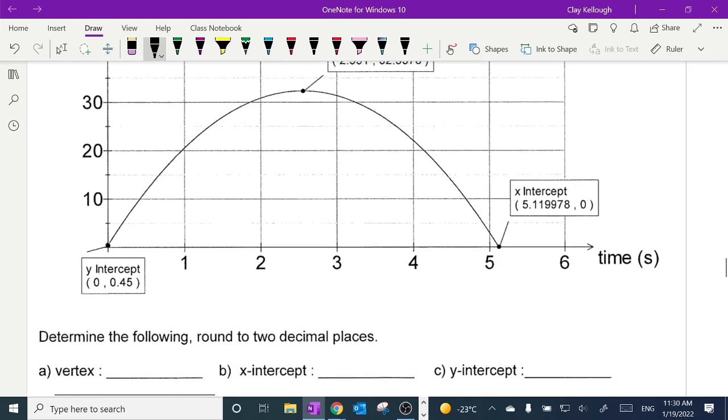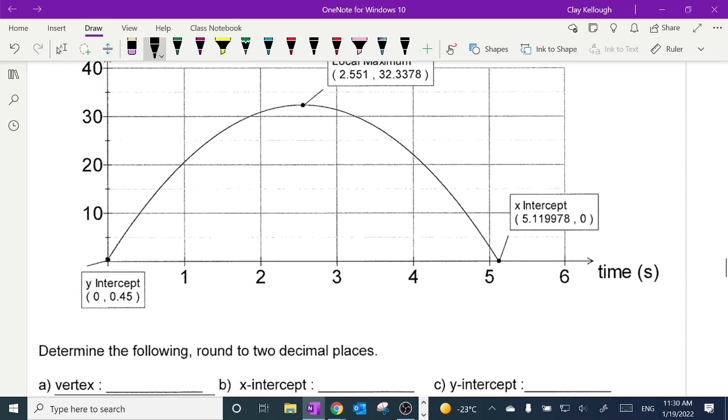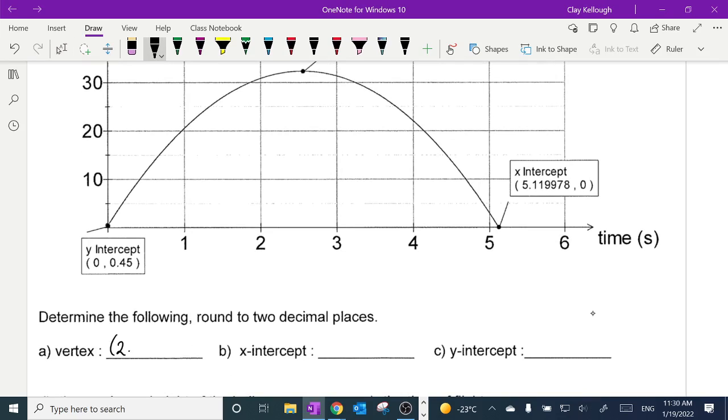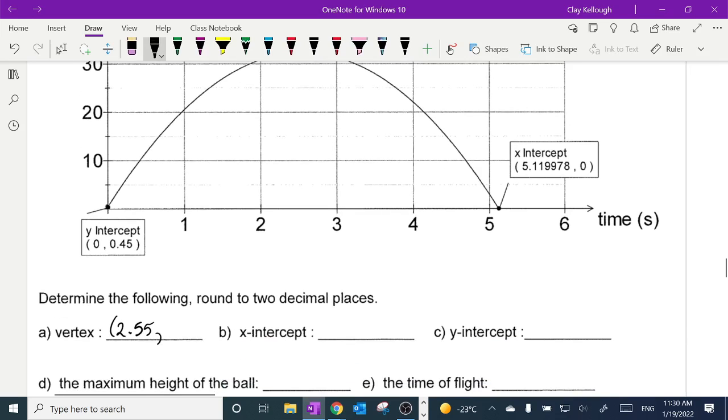All right, anyway, determine the following, rounded to 2 decimal places. The vertex. Can you read which of those points is the vertex? The one at the top. So 2.5, 2.6. Oh wait, 2 decimal places. 2.5, what's after the 5? 2.55, comma 32.34.